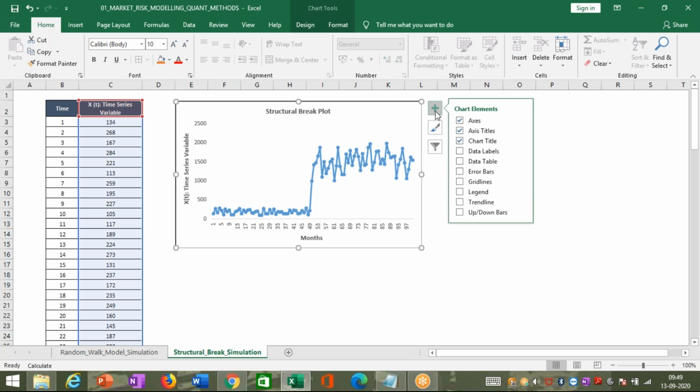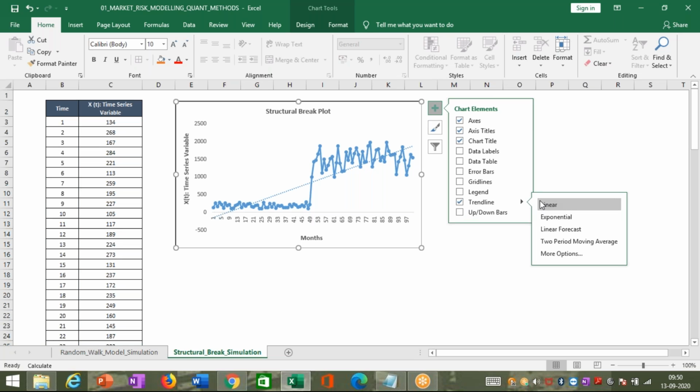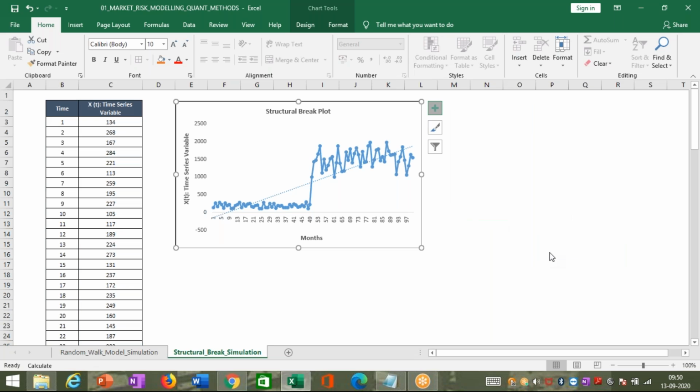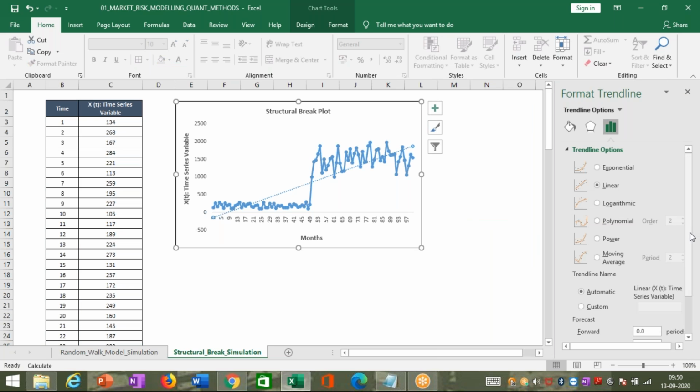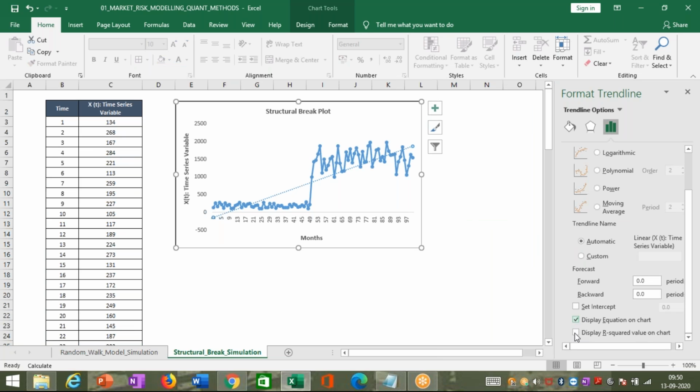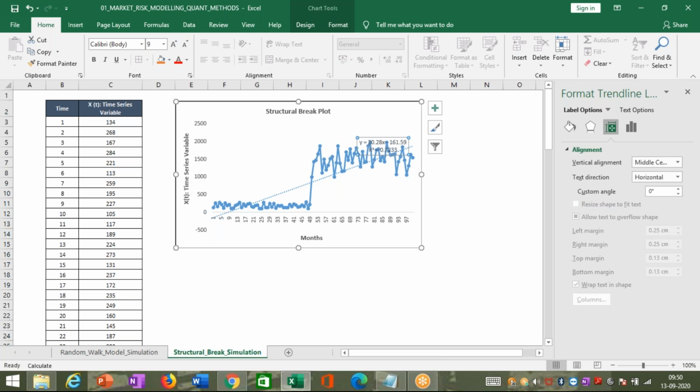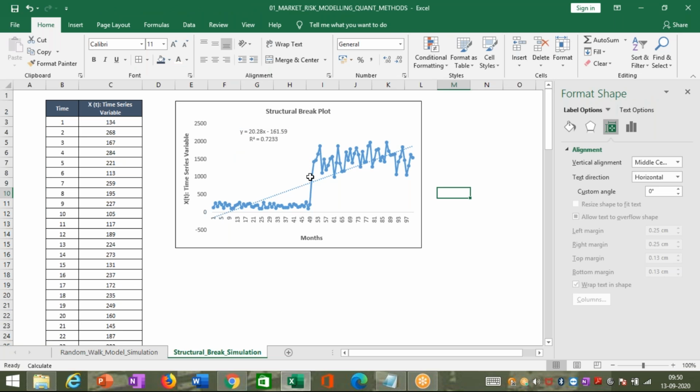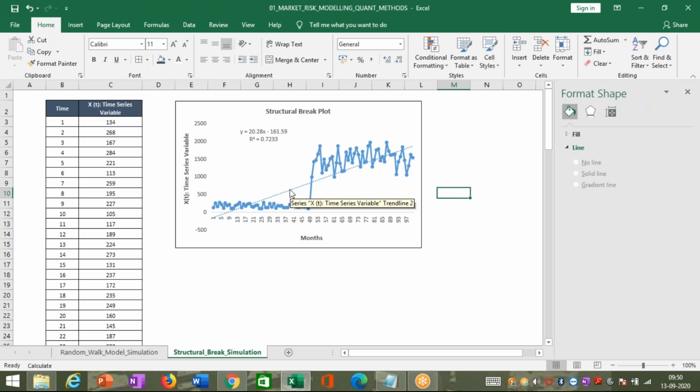Now let us fit a trend line to this. And what I'll do is I'll fit a linear trend. So this linear trend line that we have fitted over here. Now let's display the equation on the chart. Right. Now the question is, how did I get this linear trend line? So this linear trend line has been obtained using the same linear regression formula that we saw, right? So this is obtained from the OLS method.